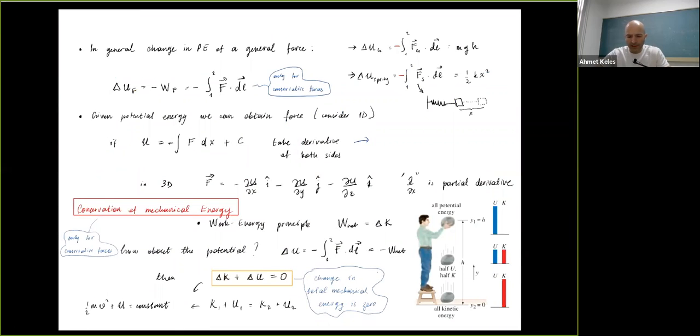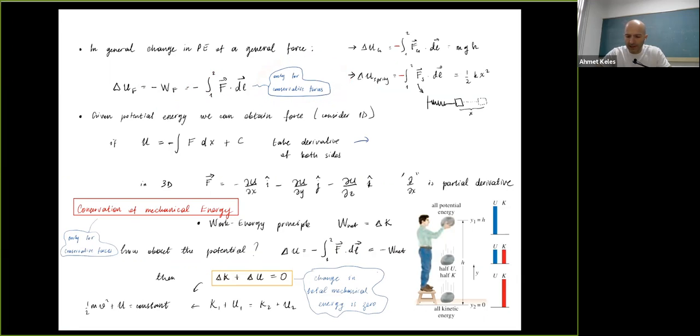So let's generalize this a little bit. For any conservative force, whether it's like gravity or a spring force, we define the change in potential energy by minus the work done by that force. And if you set this up, it is, from initial configuration to final configuration, F dot dl. Okay, this is only for conservative forces.